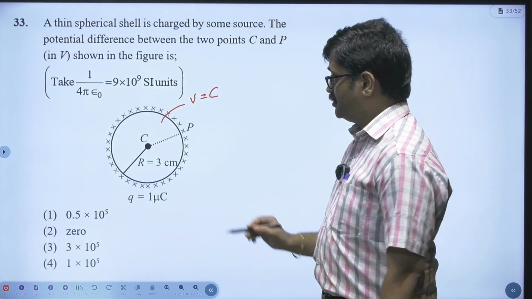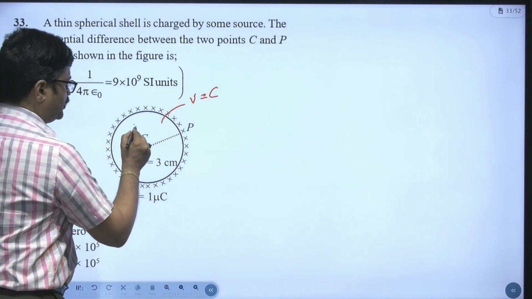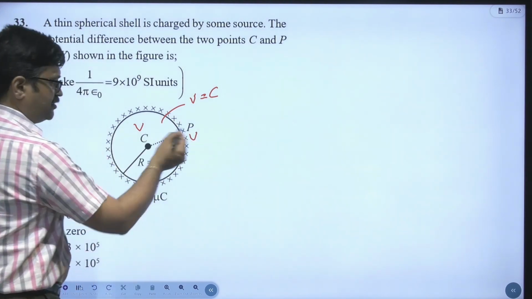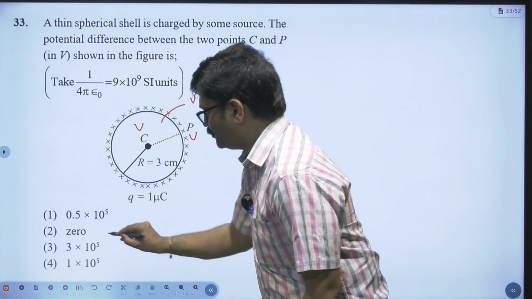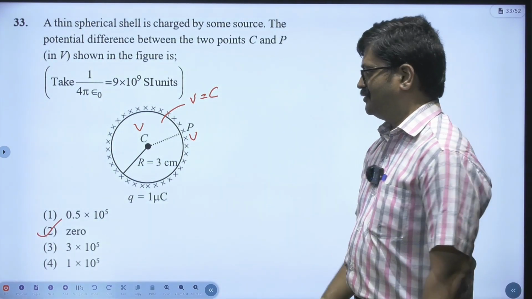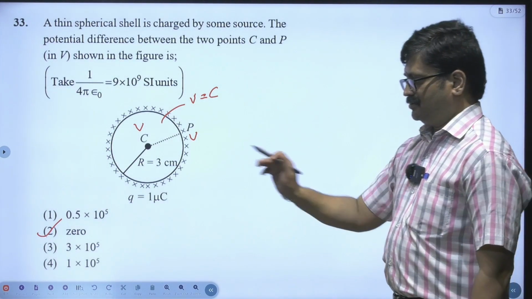So since V is constant, what is the potential at C? Potential at C is V. Potential at P is what? V. Then what is the difference between these two? Yes, bingo. Correct. Absolutely right. So it is the second option. So potential difference happens to be 0.